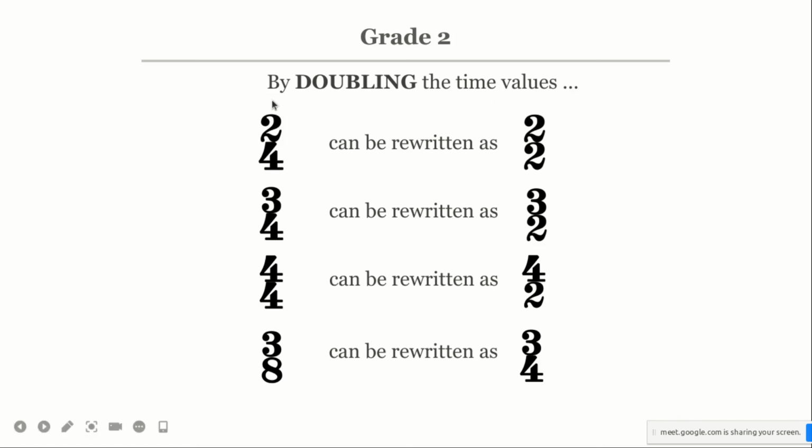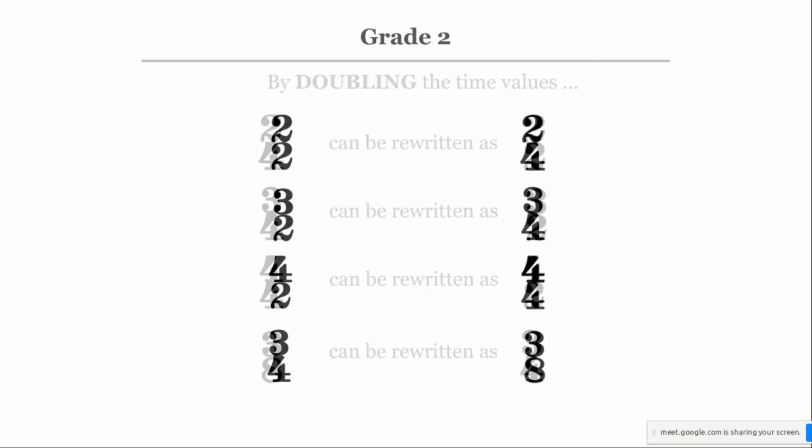So look at this. By doubling the time values, 2/4 can be written as 2/2. You can now see the sense. The 4, which is a crotchet, becomes the 2. That is doubling the time values. 3/4 becomes 3/2. 4/4 can be rewritten as 4/2. And 3/8 can be rewritten as 3/4. Is it making sense now?